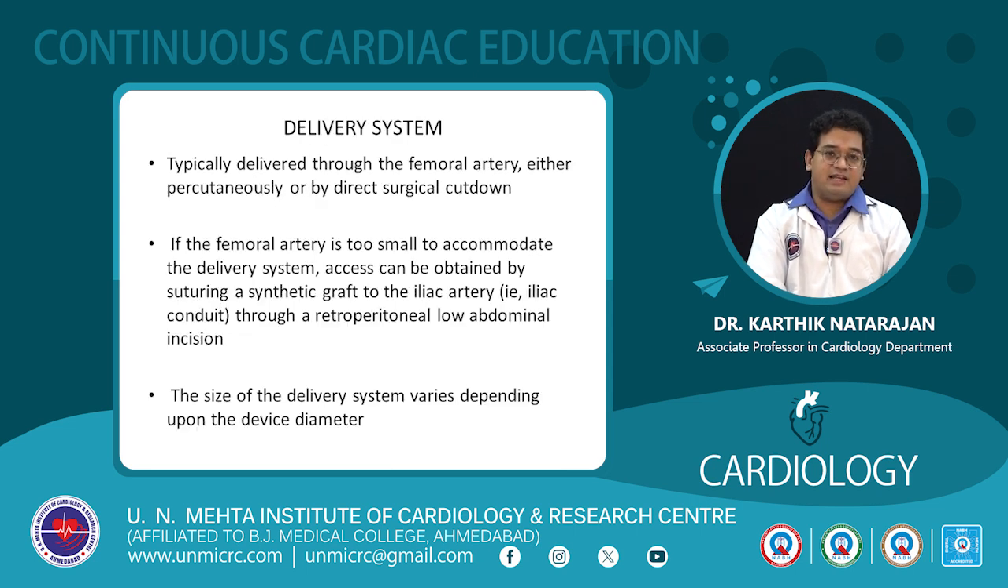So the delivery system is delivered through the femoral artery either by percutaneous means or by direct surgical cut down. For an abdominal aortic aneurysm, usually the size of the sheath is around 14 to 18 French. So it can be done with 2 ProGlides which are pre-placed, and you can even use an Angio-Seal at the end if there is an inadequate seal.